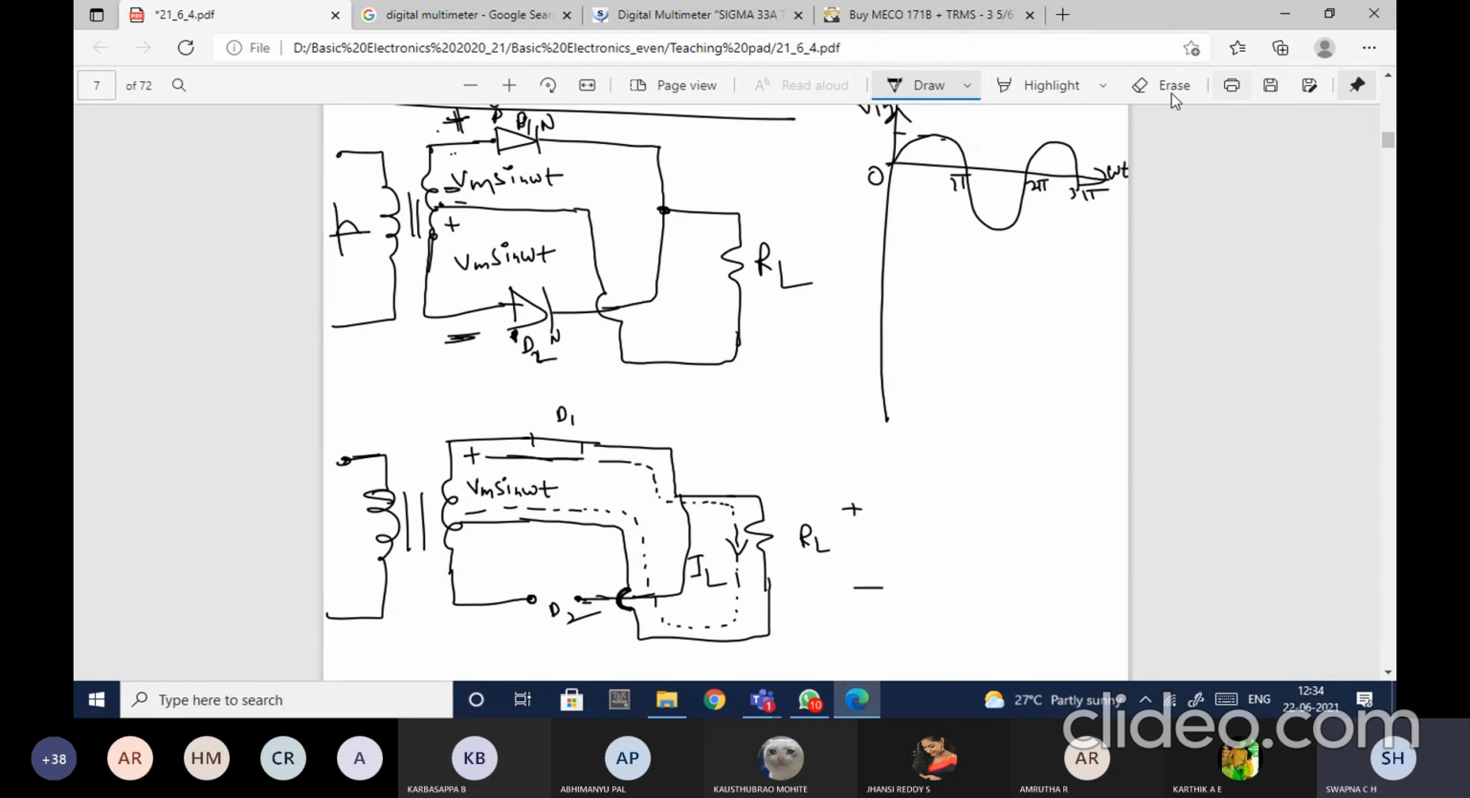Let me write this RL a little closer, so that I will be able to write the voltage across the load as plus here, minus here, and this is V0. Since the current is flowing through the diode and through the load, I will be able to find current IL, and if current is flowing, then I'll be able to find V0 also. So let us do the mathematical analysis here.